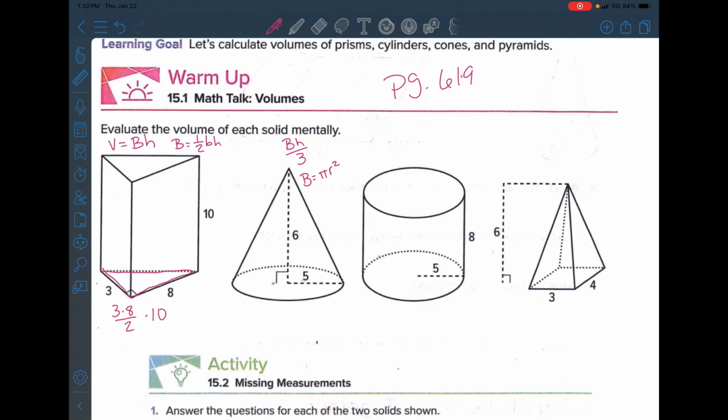Now I want you to use your formula sheet that you have to find the formula for a volume of a cylinder and do the third one, and the volume of a pyramid and do the fourth one.